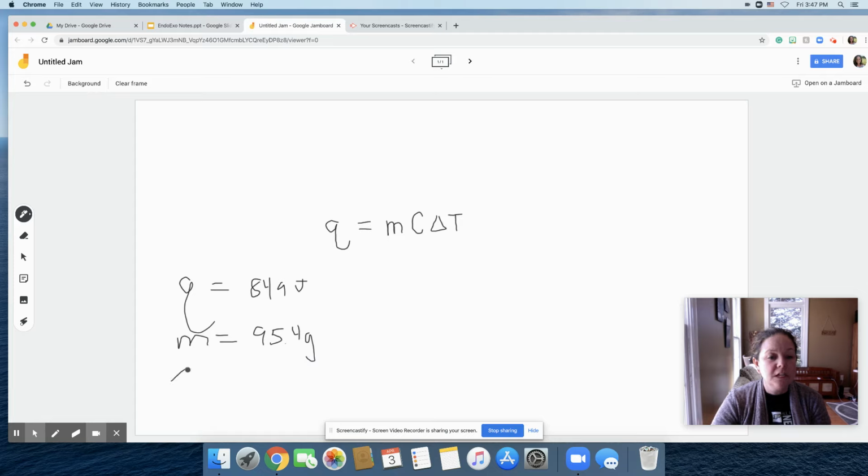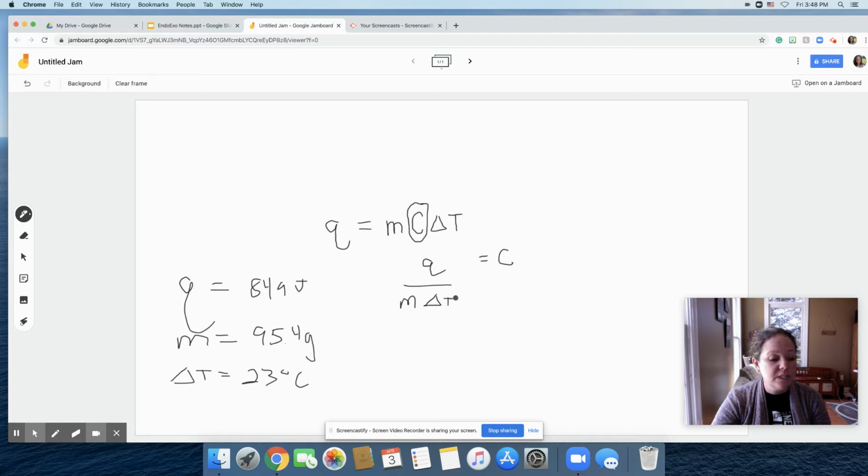And then delta T: it tells us that the temperature went from 25 degrees Celsius to 48 degrees Celsius. So we're just going to subtract that. The difference between the two of those, difference means subtract. So 48 minus 25 is 23 degrees. Then what we are solving for, or what the question was asking for, is the specific heat, which is represented by the C. So we're going to rearrange our equation, and we're going to say that C equals Q divided by mass times delta T.